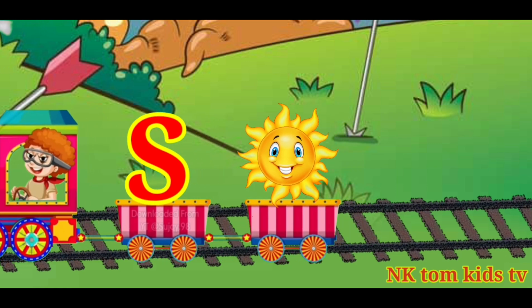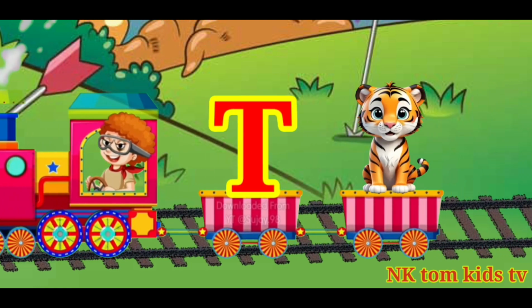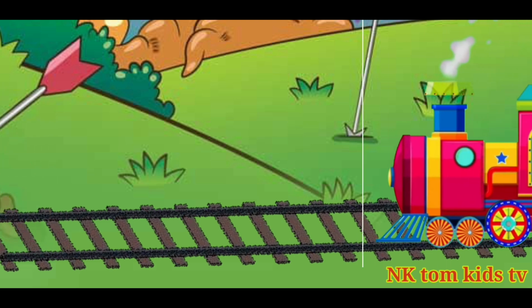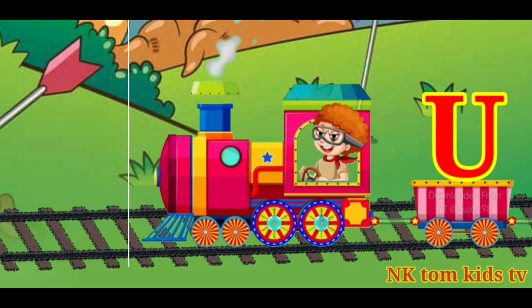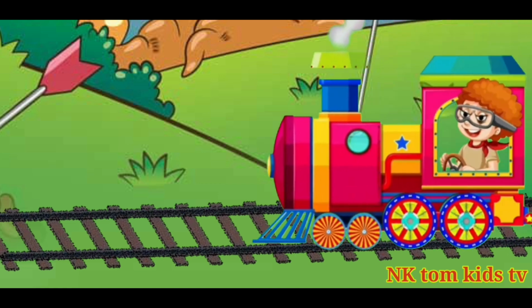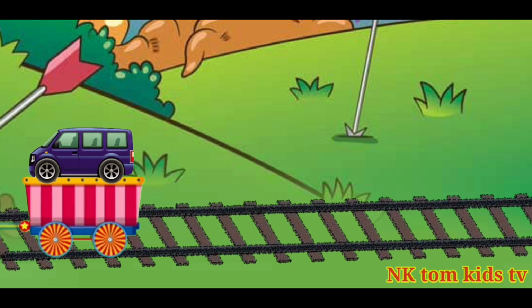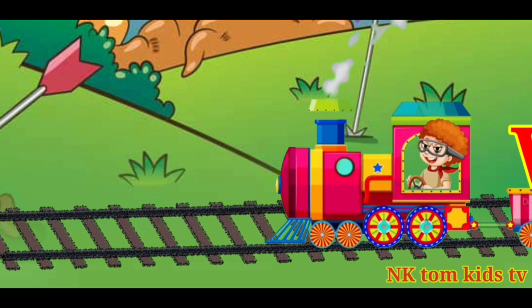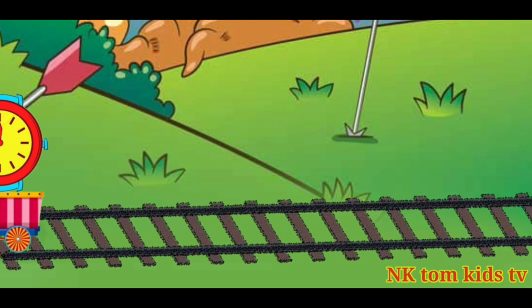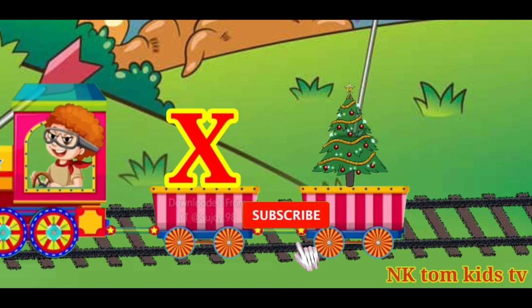S for sun. T for tiger. U for umbrella. V for van. W for watch. X for Christmas tree.